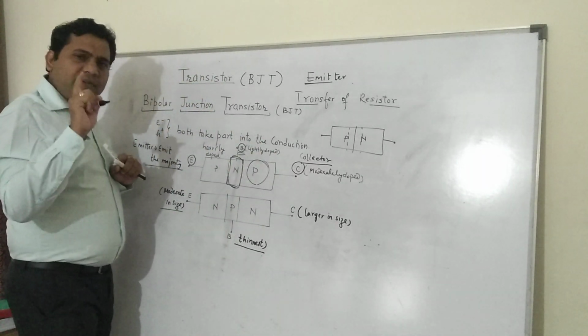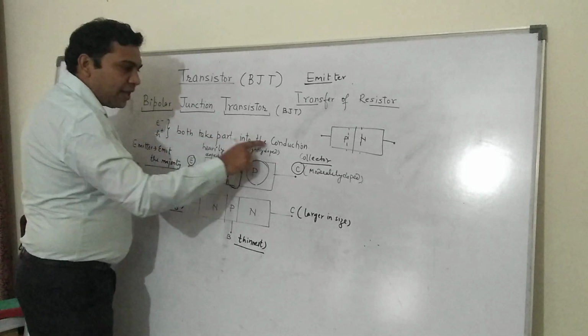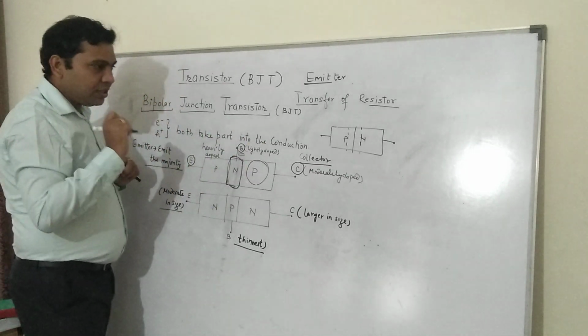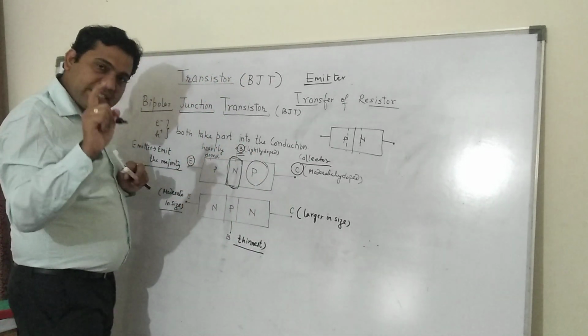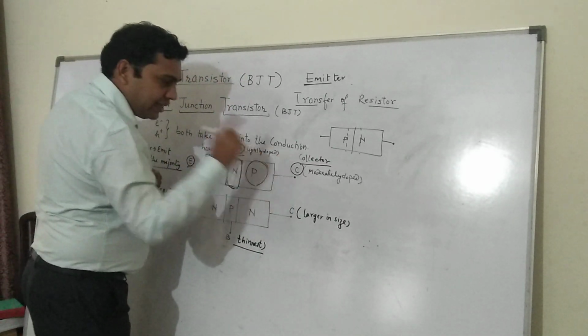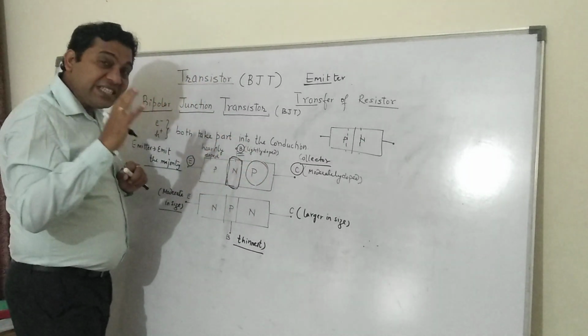Now we have understood many things. Number one, it's a bipolar device; both the polarities take part in the conduction. It has three terminals: emitter, base, and collector. We have already studied the function of E, B, and C. We have also studied the blocks, their electronic and physical properties.